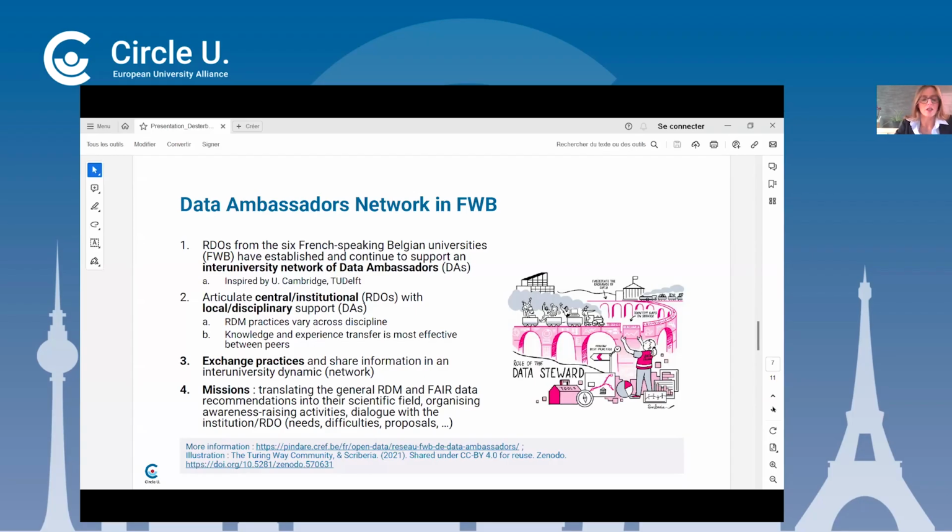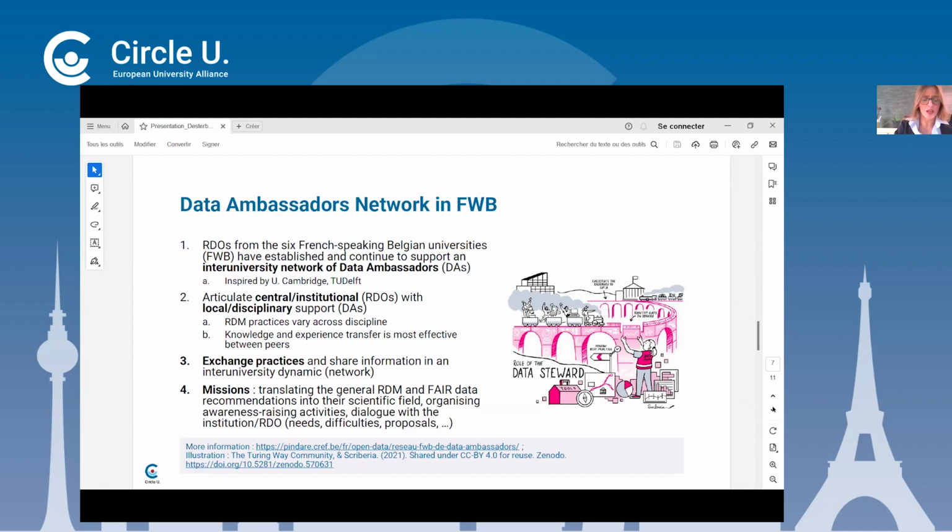These initiatives pursue two main objectives. The first is to combine central and institutional support for researchers with local or disciplinary support. Why is it necessary? Because research data management practices vary across scientific disciplines, and also because the literature shows that experience transfer is more effective among peers. Data ambassadors possess disciplinary expertise.